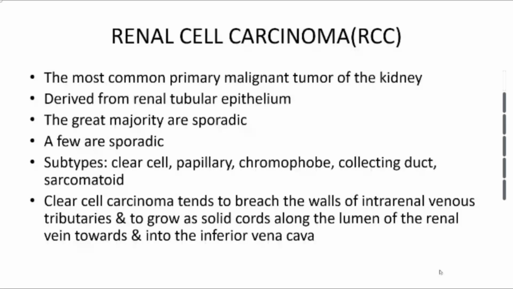So talk about clear cell carcinoma: it tends to break the walls of intrarenal venous tributaries. So those tributaries, the veins within the kidney itself, intrarenal, that is inside the kidneys, and to grow as a solid cord along the lumen of the renal veins towards and into the inferior vena cava. So it tends to follow those veins as it goes back, all the way sometimes to the inferior vena cava.